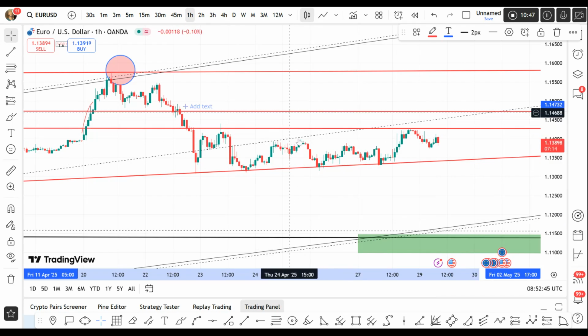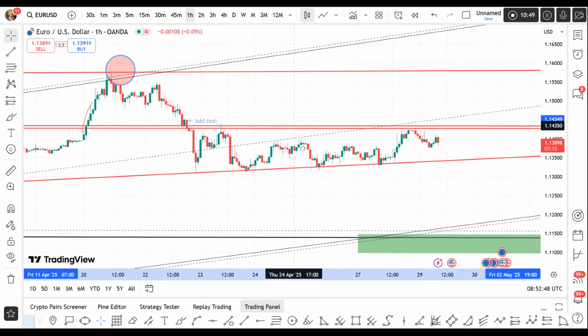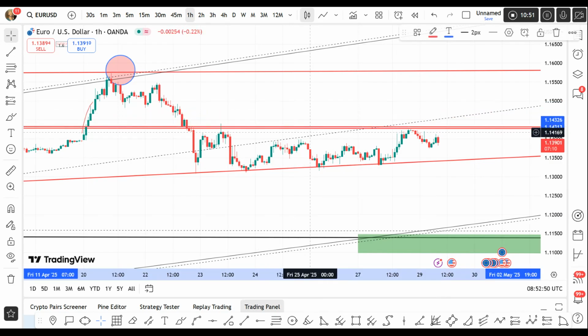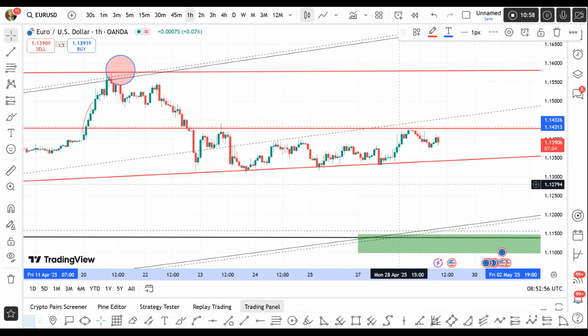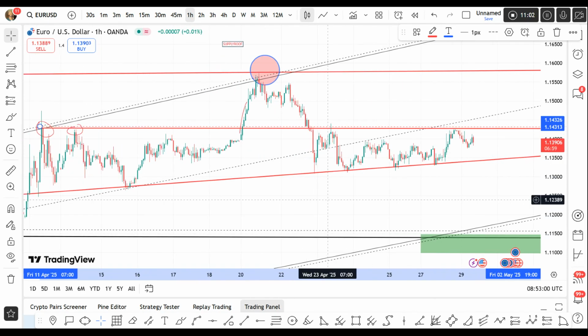So we expect a breakout either from the roof or from the bottom. So if price breaks out from the roof, that's fine. If it breaks out from the bottom, that's fine. So you can see the roof, you can see the bottom.